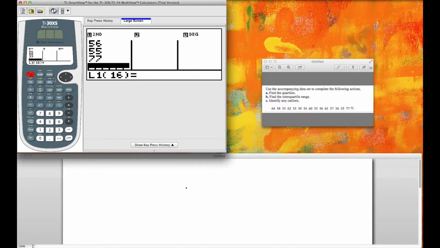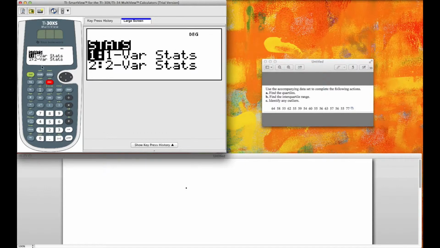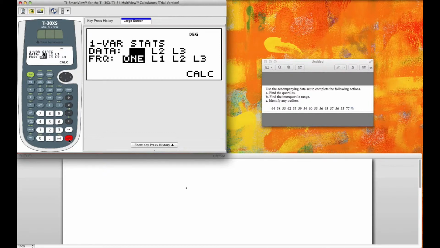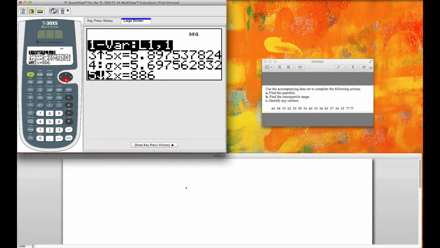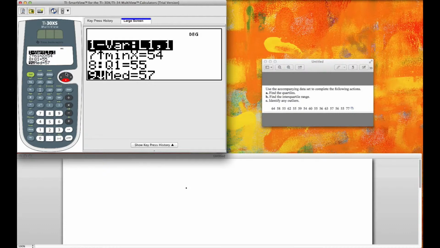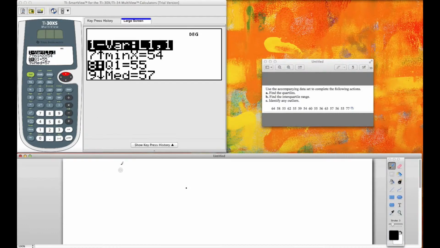Now we go to second, data, and you want to hit enter on one variable statistics. You want to make sure data is set to 1 and frequency is set to 1. Go all the way down, calculate, and we can quickly find what the quartiles are by going all the way down to number 8. So there are the answers.